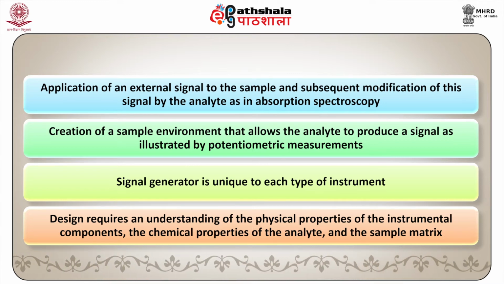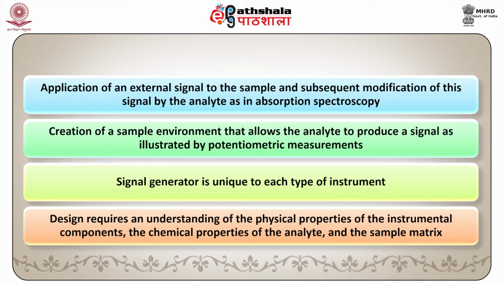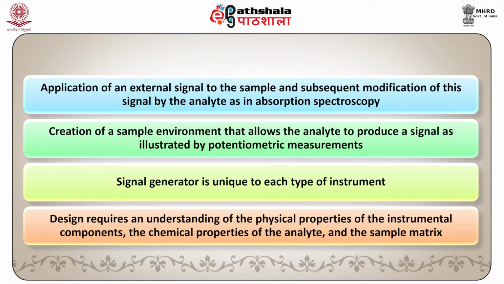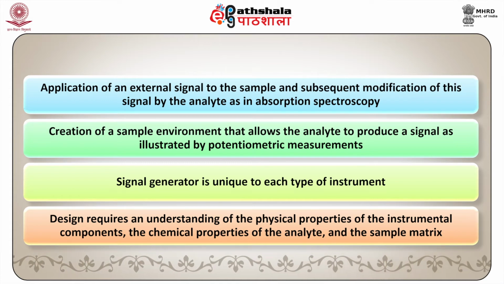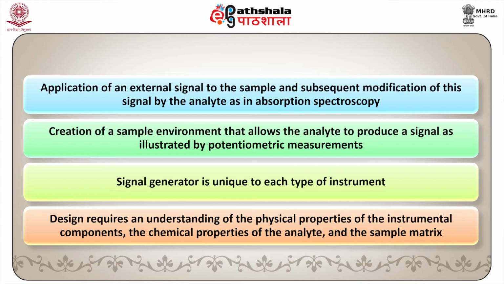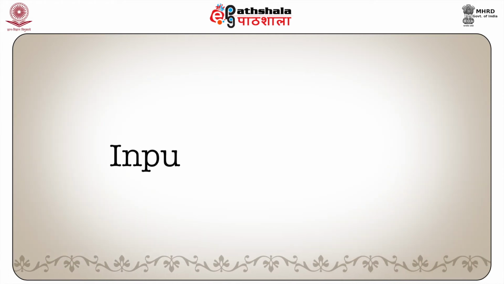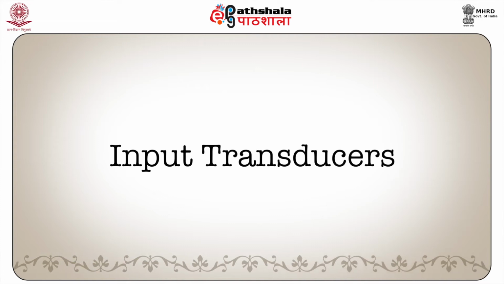The signal generator is unique to each type of instrument. Its design requires an understanding of the physical properties of the instrument components, the chemical properties of the analyte, and the sample matrix. Next are input transducers. Most input transducers are analog devices. That is, they measure physical and chemical properties continuously.